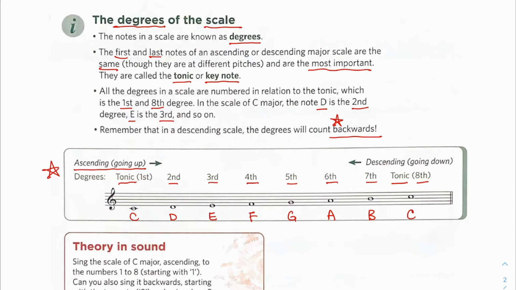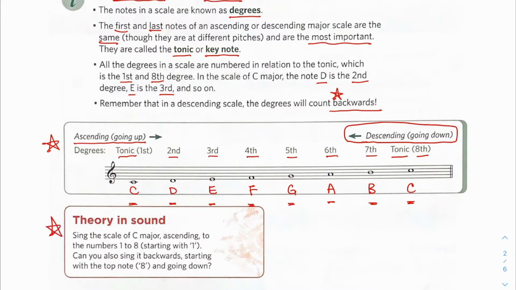They have different pitches. Now if we go in descending order this time, which is going down, we will start with the tonic here, or the eighth degree. Falling down, the B would be the seventh degree, A would be the sixth degree, G would be the fifth degree, F is the fourth, E is the third, D is the second, and back to C, which is the first degree or tonic.